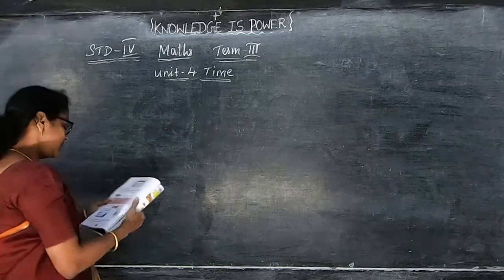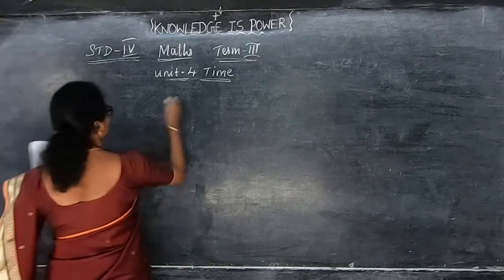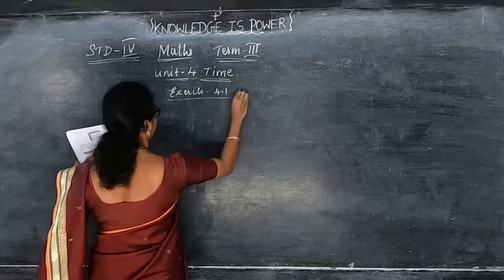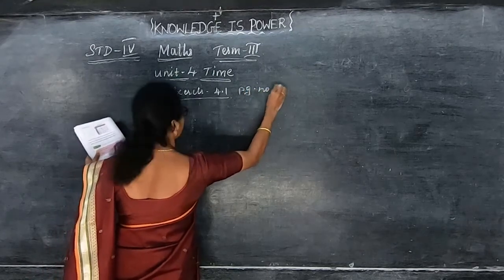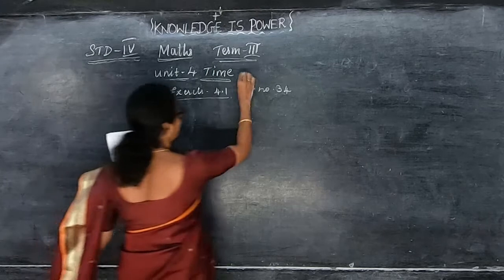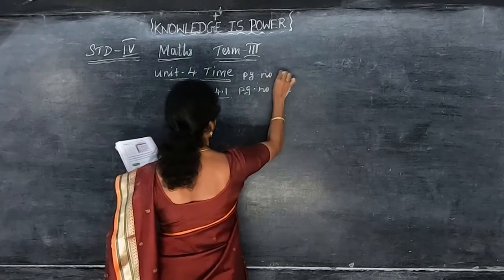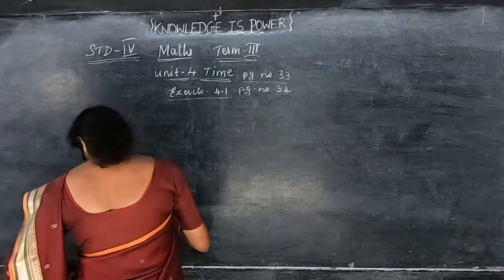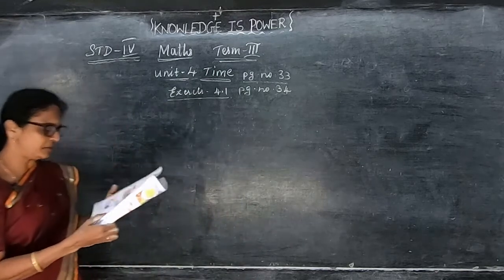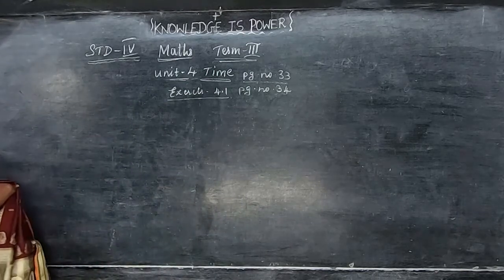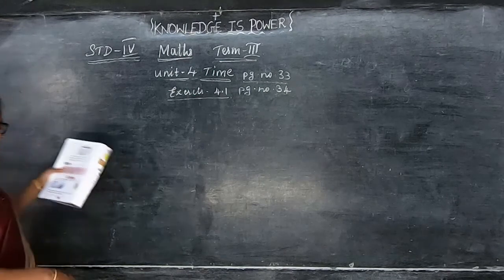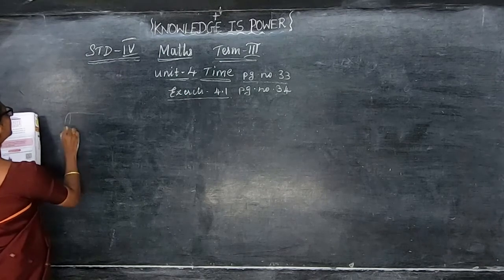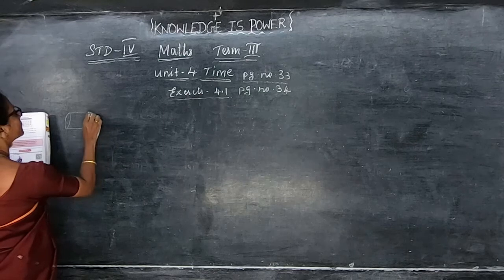Okay, now exercise number 4.1, page number 34. Previously what I took was page number 33. Okay, now find out the days between the manufacturing and expiry date of the medicine given below. Here they have given the medicine bottle. In this they have given the batch number also.